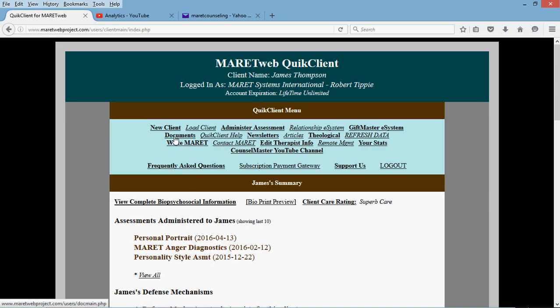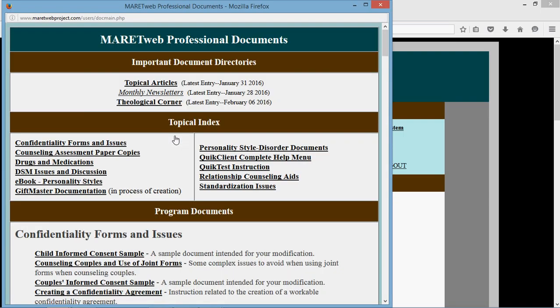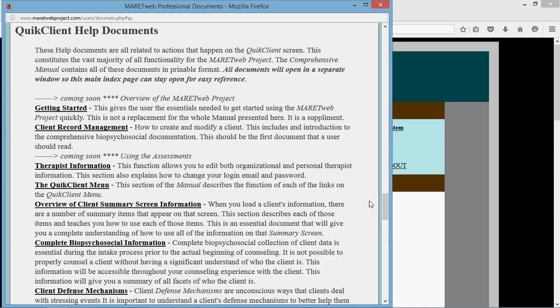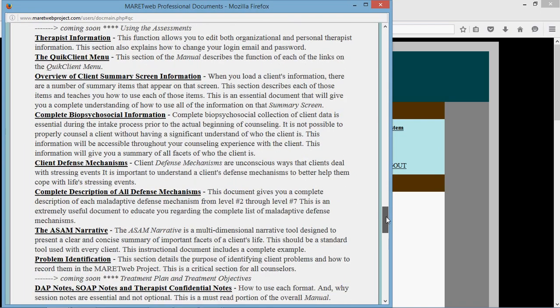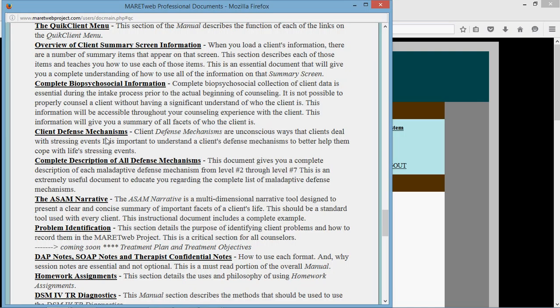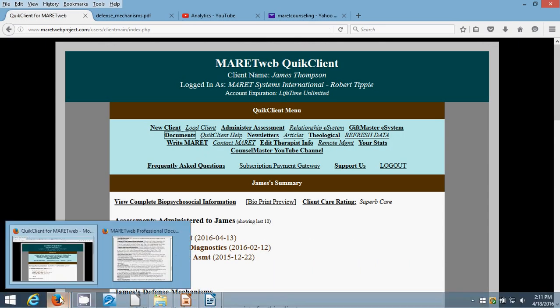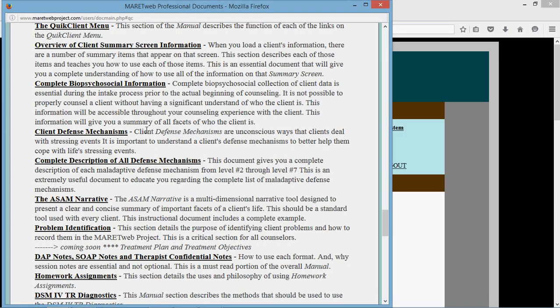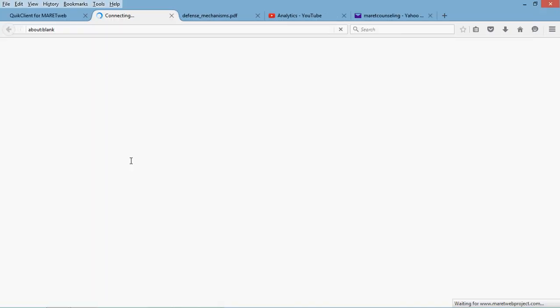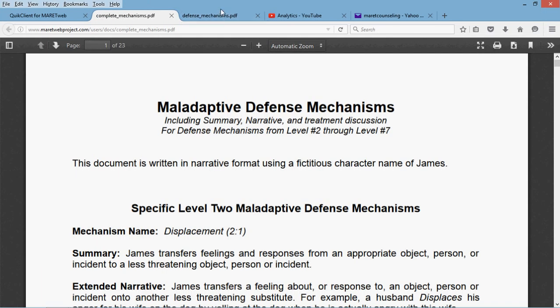But first, let's go to Documents. And we're going to look at Quick Client Complete Help. There are two different documents here. Client Defense Mechanisms, this is the manual section on how to use that, and it's already open there. And Complete Description of All Defense Mechanisms. I'm going to open both of these. They're both open up in the top.